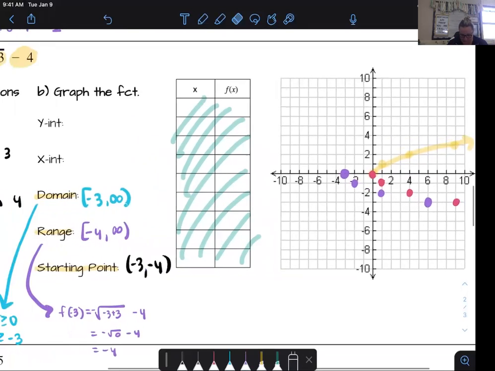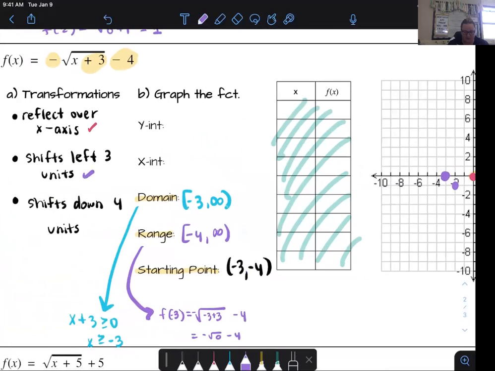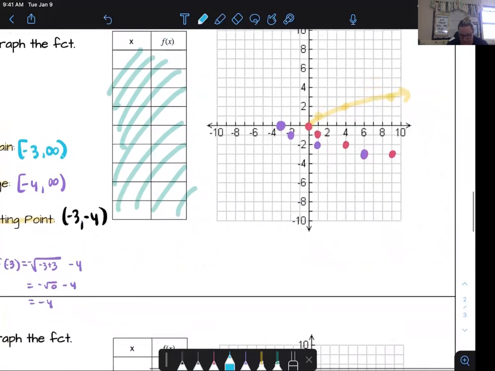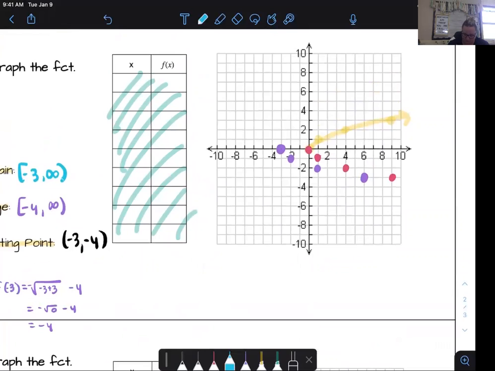But there's one more transformation that we need to do, and that is shift down 4 units. So now I'm going to take each of those points and move them down 4 units. I'm going to erase the red ones because I don't need them anymore. I'm going to leave the parent function though, just so we can compare them. So now we're going to shift down 4 units. 1, 2, 3, 4. And I've just taken each of those points and shifted them down 4.